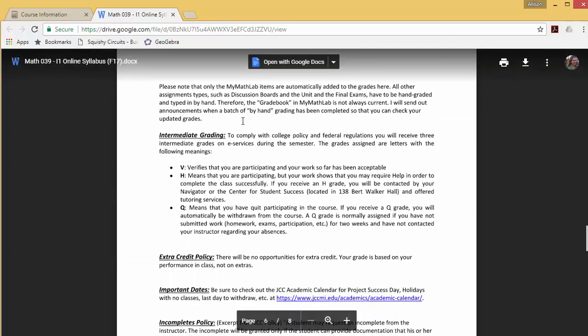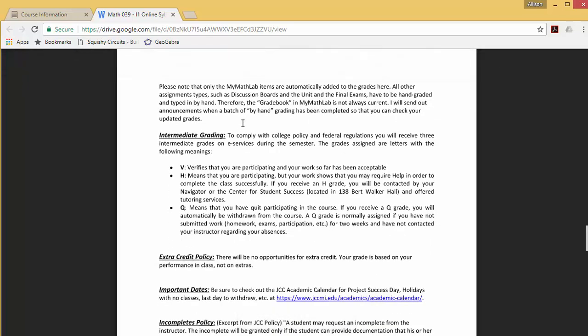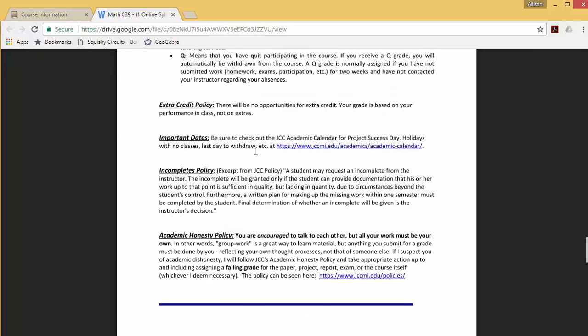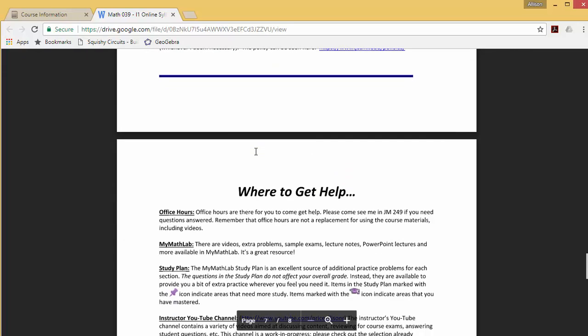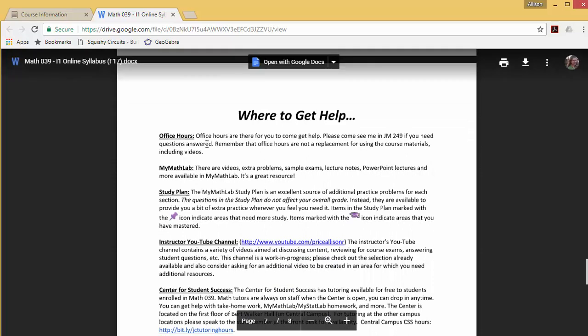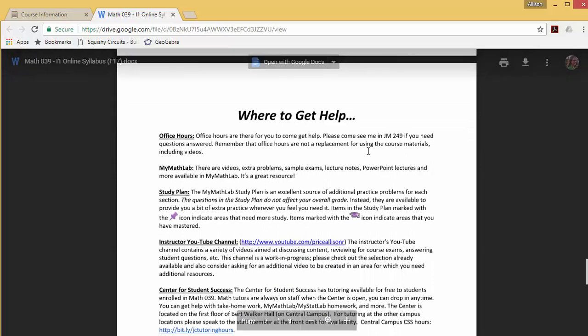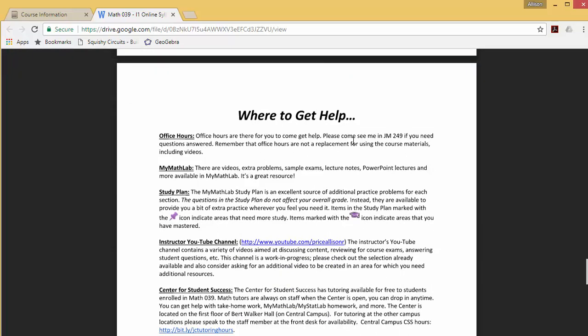A couple notes, the bottom really just has some information. All right, there's a few other policies here. And the final section on where to get help. My office hours are there. If you are near campus, you can come see me. If not, please email me.